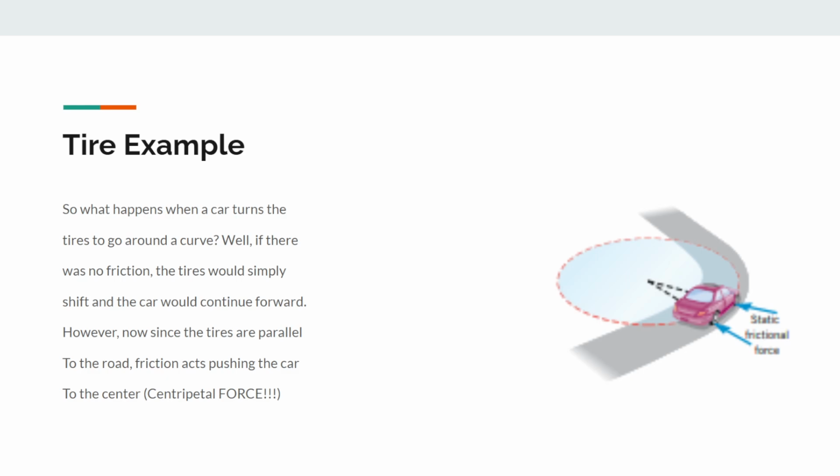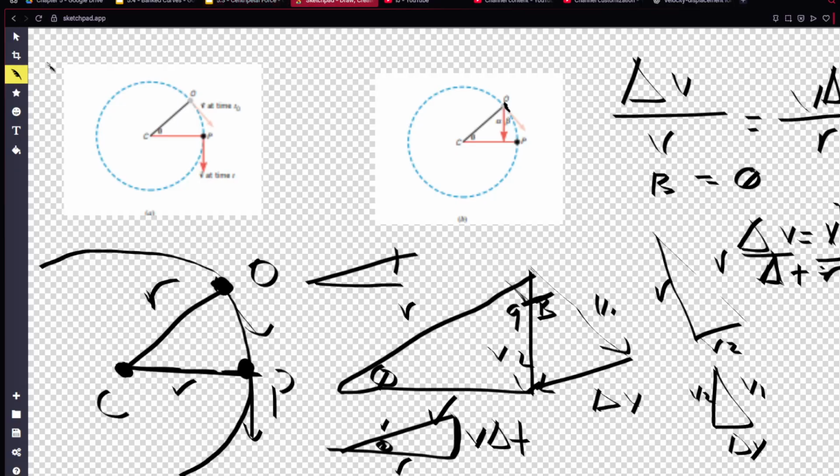So let's go over a tire example. What happens when a car turns the tires to go around a curve? Well, if there was no friction, the tires would simply shift and the car would continue to move forward. Sorry, this would be the centripetal force proof or acceleration proof.